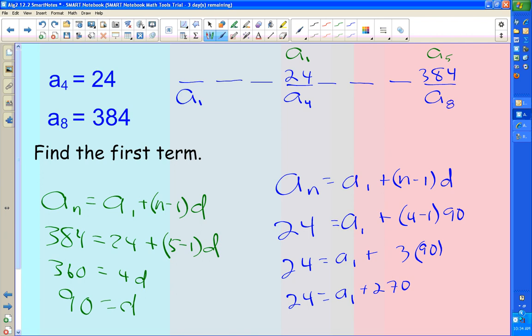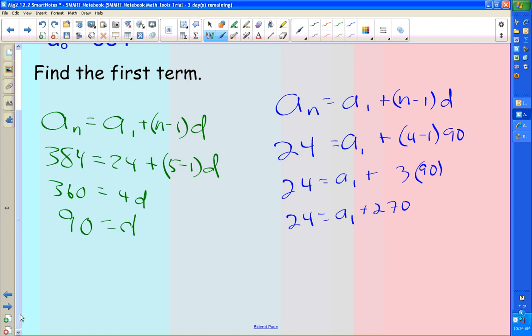When you subtract the 270 from both sides, you're going to get a negative, excuse me, negative 246 is equal to a sub 1. Any questions on that? So the answer to this question is going to be negative 246. That's what you're looking for, a sub 1.